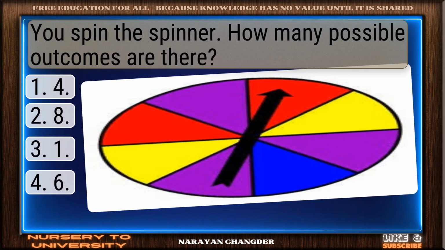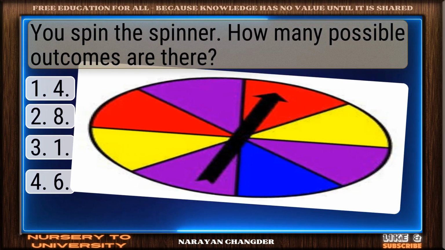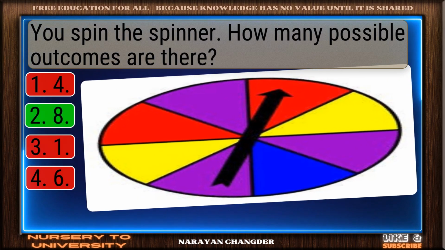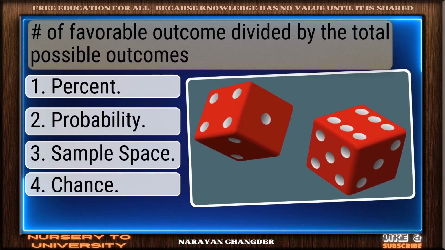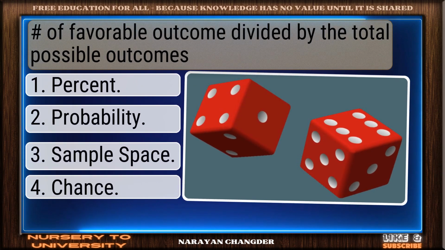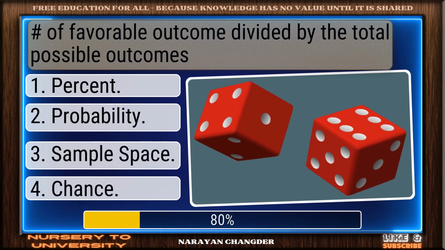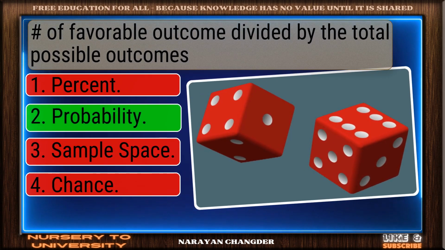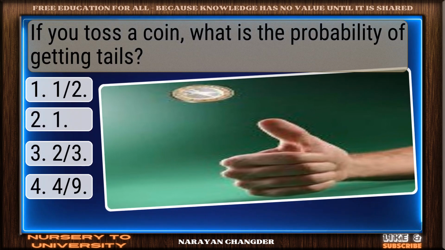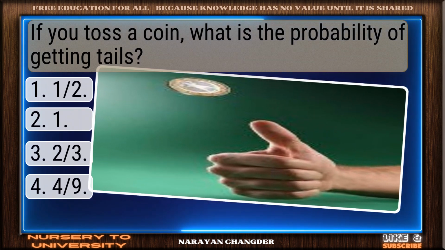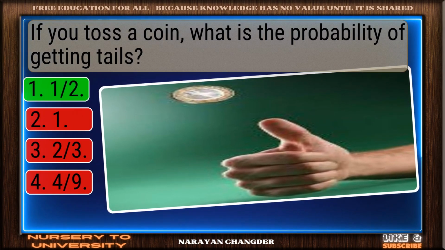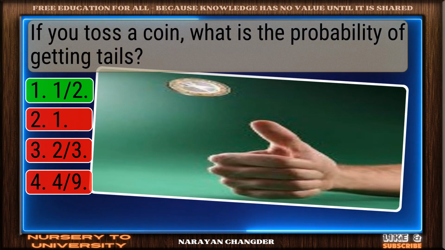You spin the spinner. How many possible outcomes are there? Smart pick. 8. A favorable outcome divided by the total possible outcomes. Good thinking. Probability is right. If you toss a coin, what is the probability of getting tails? Solid response. 1/2 is valid.